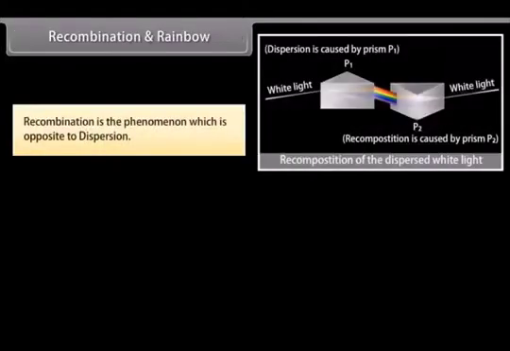Recombination and rainbow. Recombination. Isaac Newton observed that if he keeps 2 glass prisms parallel to each other such that one is inverted with respect to the other, then white light entering one prism gets split into 7 colors, which when falling on the other prism, recombine to give white light again. This is termed recombination.